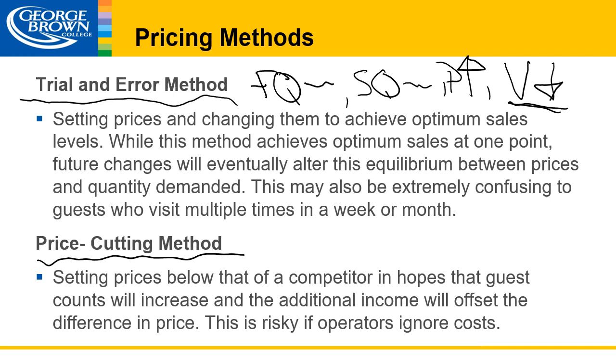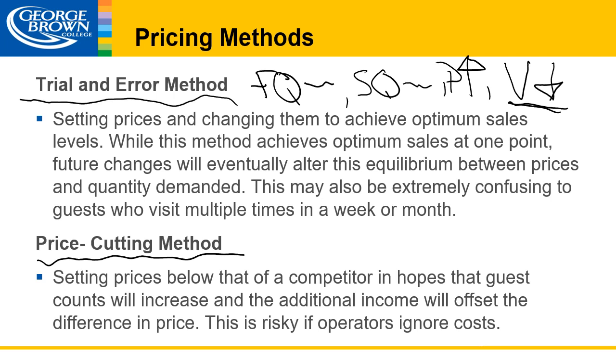The next method is the price cutting method. So this is setting prices below that of a direct competitor in hopes that the guest count will increase and that the additional income will offset the differences in the price. So this is basically saying I'm going to reduce my prices so that more people will come to my restaurant instead of a competitor, and the additional income from those guests will offset the differences in prices. This can work. It depends on the competitive environment. So that's the advantage of this particular method, it does take into consideration your competition.